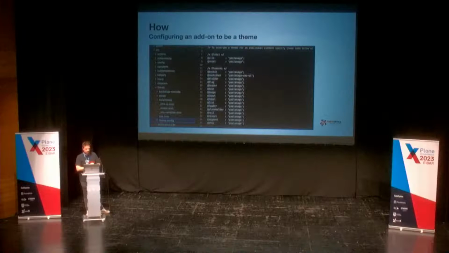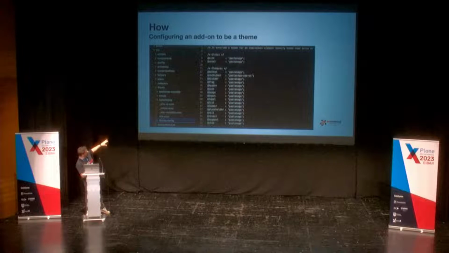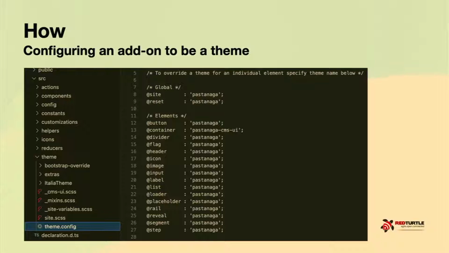to be a theme. I also have an example of the theme config with the file tree, so you can actually see where it's put. It's src theme, and the theme.config is there. And Volto will know that your theme.config file is in this add-on instead of the one we're used to having in the Volto project, main root directory under the theme folder.